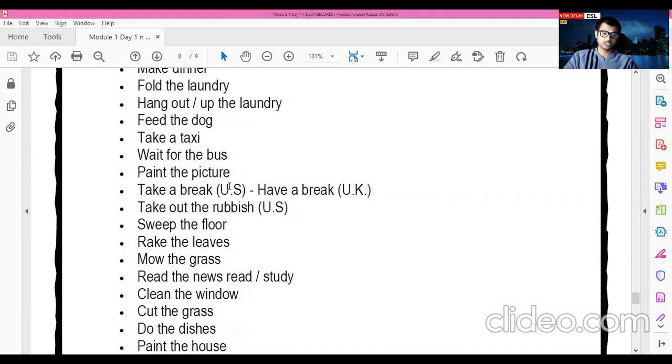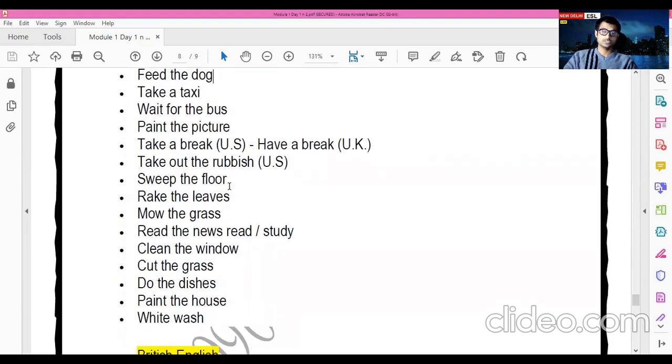Do you paint the picture? Do you take a break? That is the US style of speaking. Okay. Do you take a break? And Britishers they generally say, do you have a break? Okay. So do you take out rubbish? Okay. It's throwing garbage. Yeah. I take out rubbish. I don't.